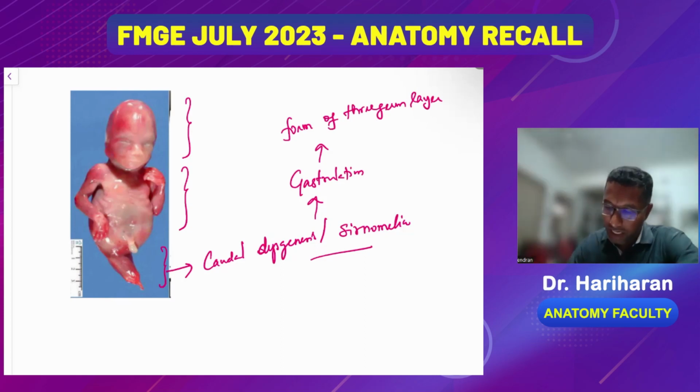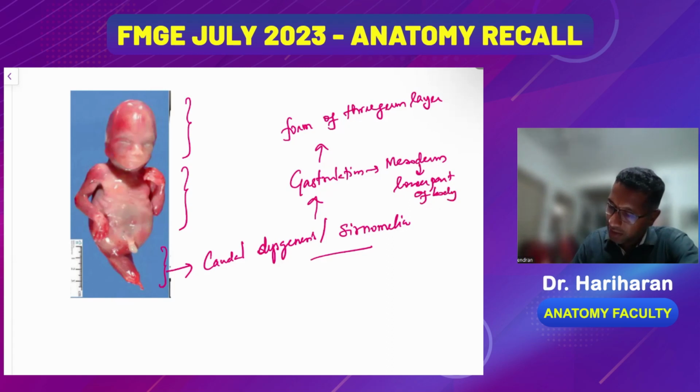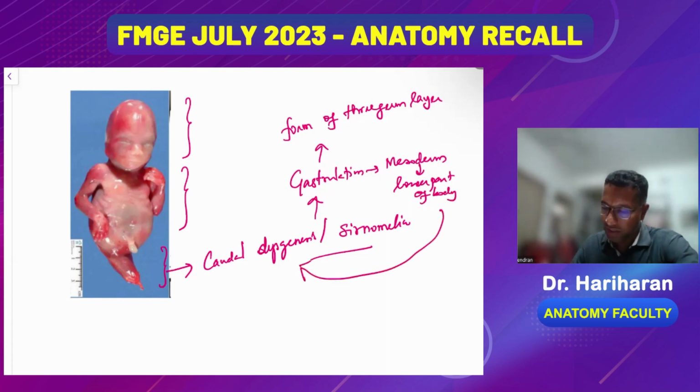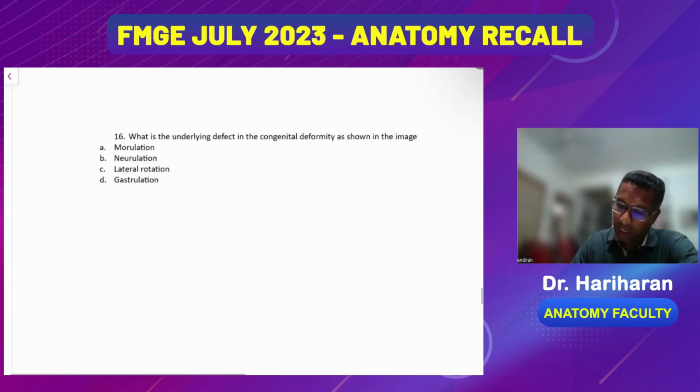Any defect during gastrulation where the mesoderm of the lower part of the body is not formed well results in a condition called caudal dysgenesis, or sirenomelia. So you don't see the lower limbs, and you don't see the properly developed urogenital region. All of this occurs because of this condition. So if somebody asks you what is the underlying defect in the congenital deformity seen here, the answer is gastrulation.